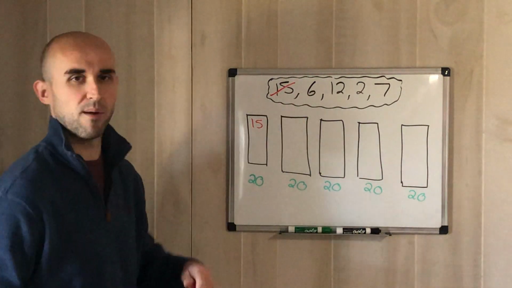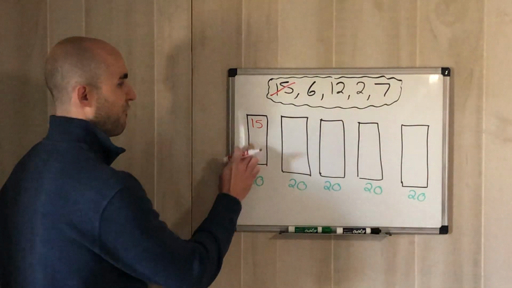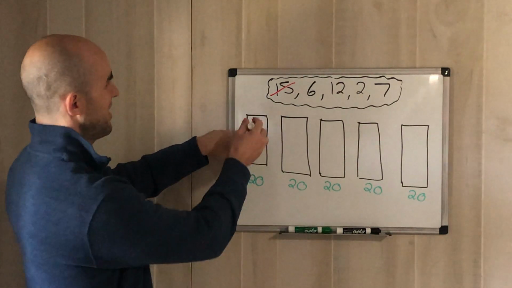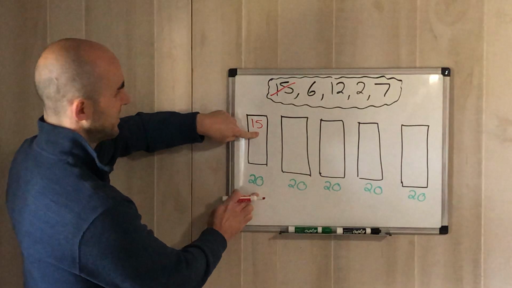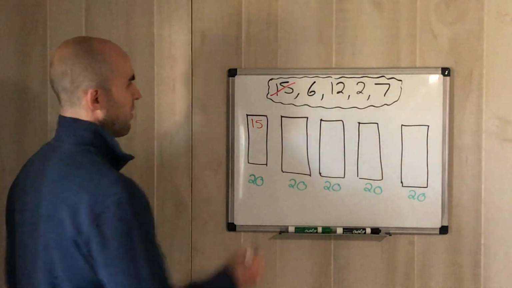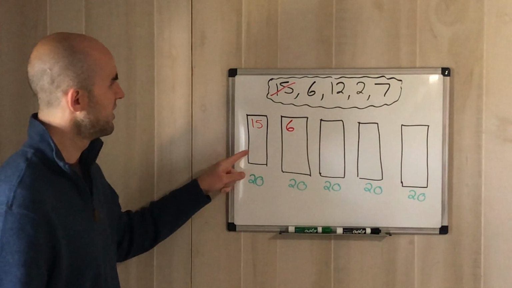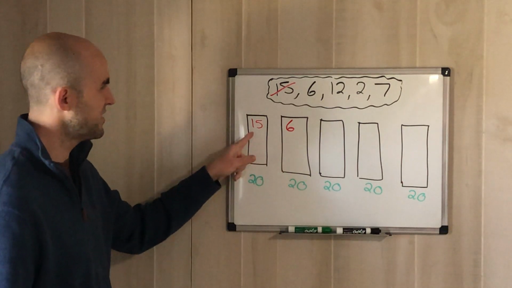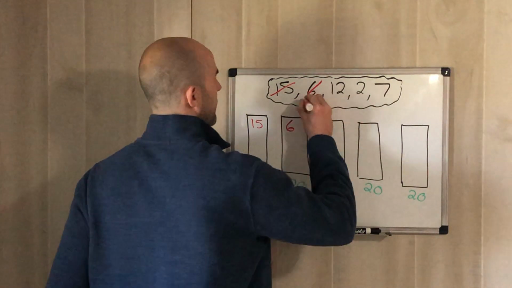The next one is the number 6. We know that 6 can't fit in the first container, because 15 plus 6 is 21, and each box can only hold 20. So if we can't put 6 here, we go to the next one and put 6 there. We couldn't put them in the same one because 15 plus 6 is 21. You can't have more than 20.